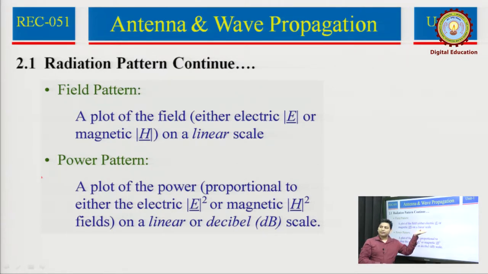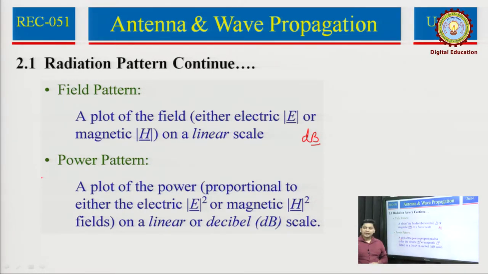The scale may be different, you can choose a decibel scale, dB. It is up to you on what axis or what category you are plotting this. So the plot is nothing but the magnitude of electric field or magnetic field in terms of an angular coordinate system. Okay.